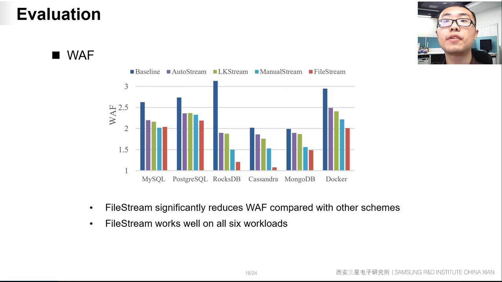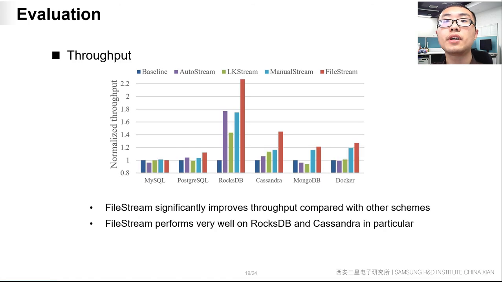This figure shows the rough values of the file streams on the 6 workloads. We can see that file stream significantly reduces rough compared with other schemes. File stream performs well on all 6 workloads. This figure shows that file stream improves throughput compared to other schemes on most workloads, and it performed very well on ZCD and Cassandra.